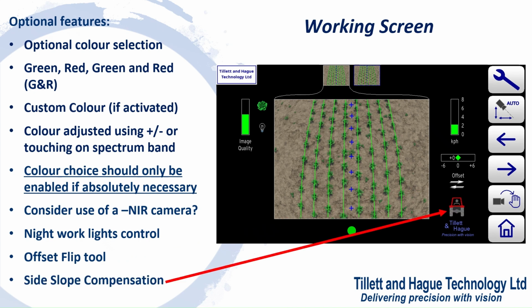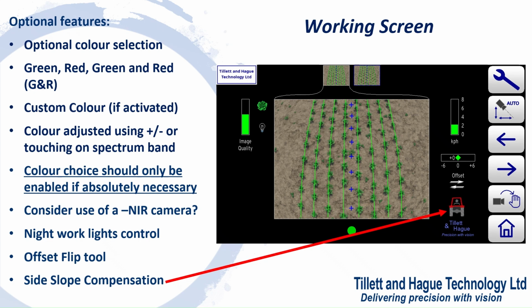If side slope compensation has been activated and the camera skew has settled, this symbol will appear indicating that the system is ready for automatically compensating for side slopes. When compensation is taking place, the orientation of the tractor should match the direction of the slope that is being compensated for.